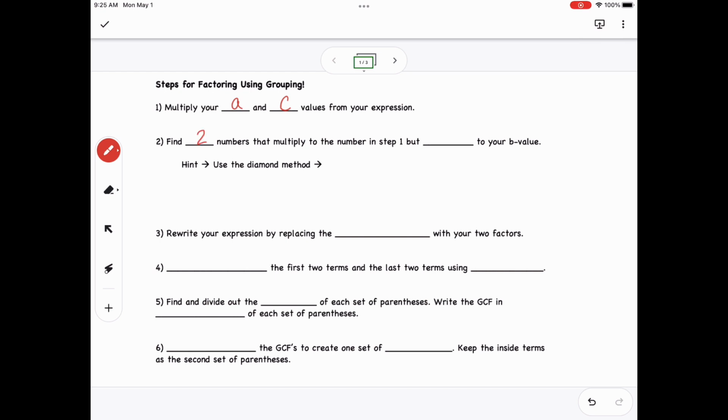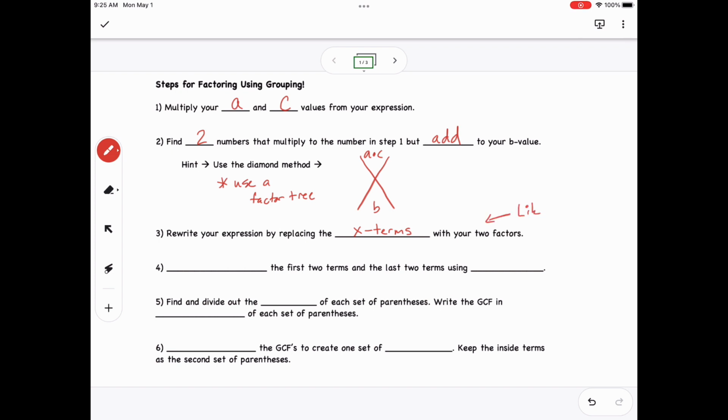I will be going over the grouping method for factoring today. So the first step to factor by grouping is multiplying your A and C, just like our area model. We want to find two numbers that add to get your B value, and we're going to use our factor trees again.